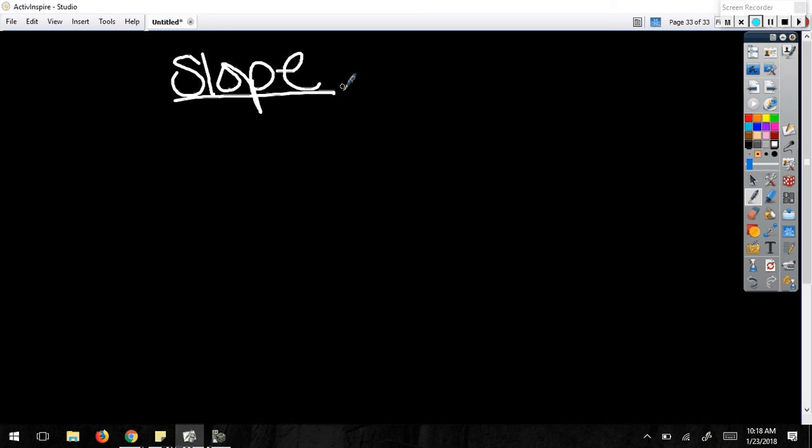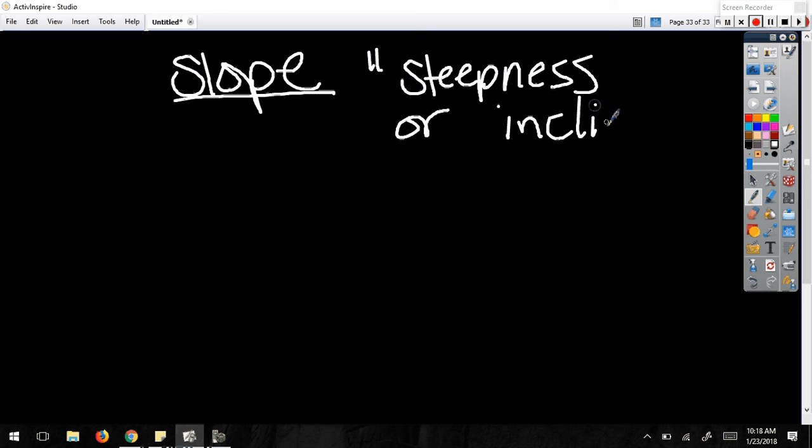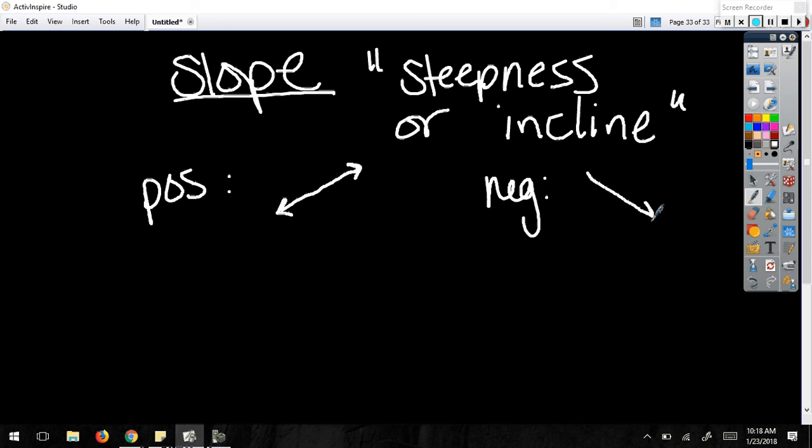What does slope describe? How much incline it has, the steepness of the line. So the bigger the slope gets, the steeper the line gets, right? And if I have a positive slope, it's going to look like uphill, and a negative slope goes down.